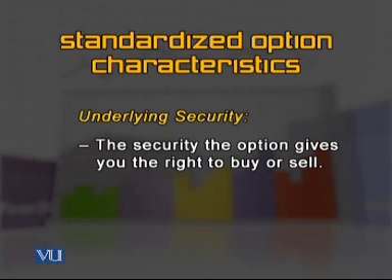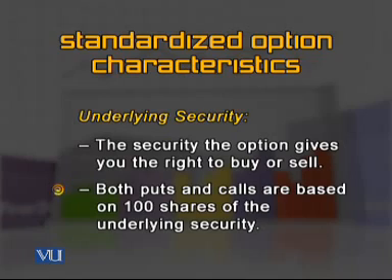Another word that you will remember: the security that the option gives you the right to buy or sell, the underlying asset. Both puts and calls are based on 100 shares of the underlying security, which means what? One contract would then be equal to 100 shares. Remember, 100 shares is equal to one contract, whether it's a call option or a put option.